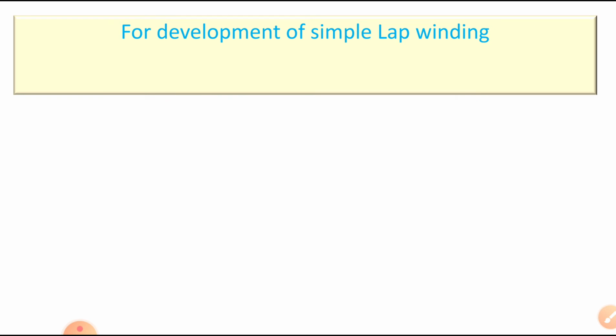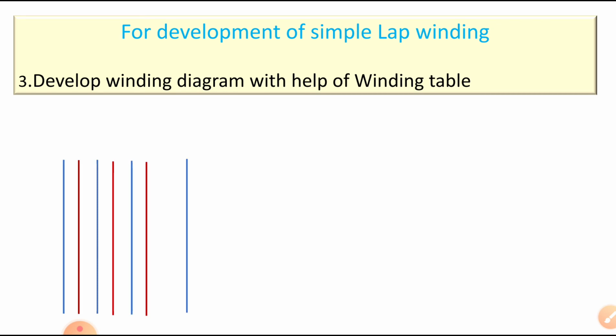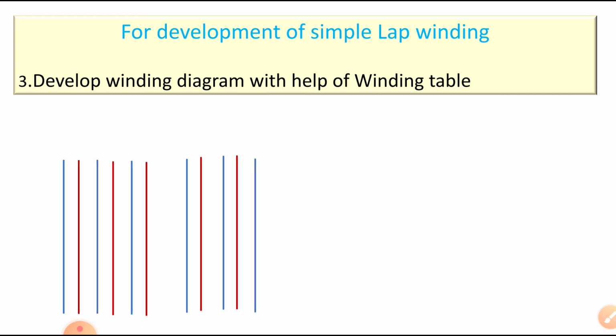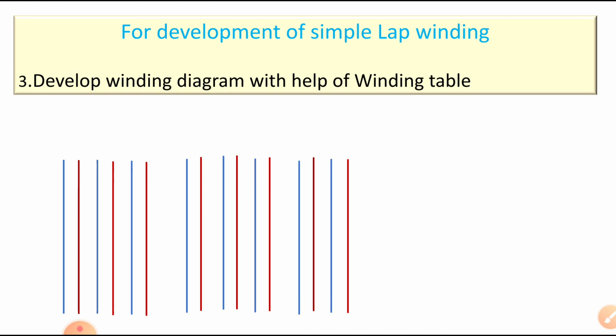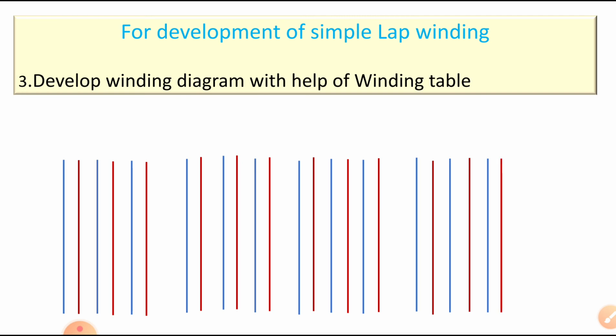Now for development of the simple lap winding, that is the third step. So here what to do? Take all these lines, draw the parallel lines with equal space as far as possible, and number the conductors. To avoid confusion, the odd numbers on the top and even numbers on the bottom. Okay, I drew the 24 conductors. Now I labeled all the conductors with the numbers.